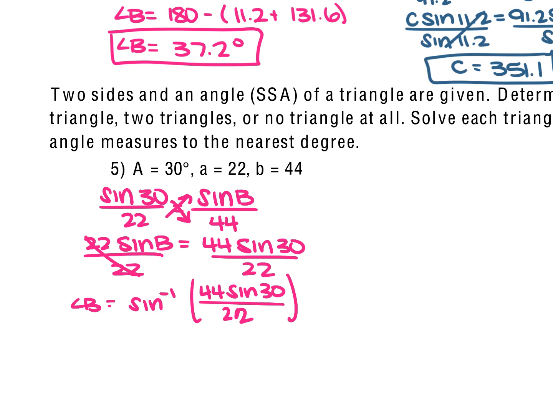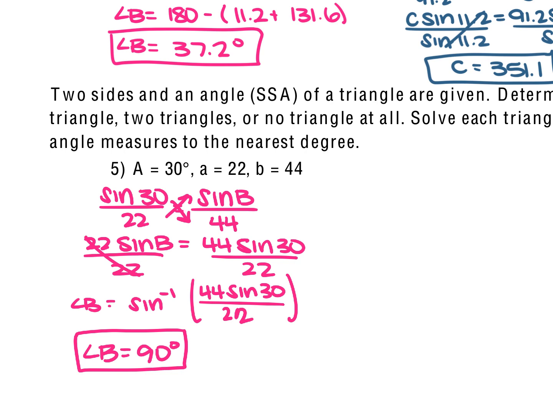So in your calculator, you're going to do the second sine button. If you can, give yourself your fraction. If not, make sure you use parentheses and divide your stuff. So you're going to do 44 sine 30 over 22. This gives you 90. So angle B is equal to 90 degrees.